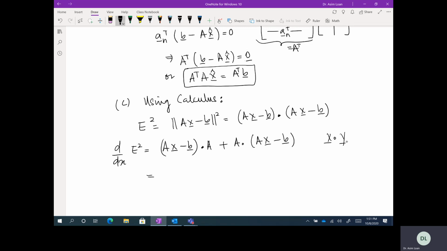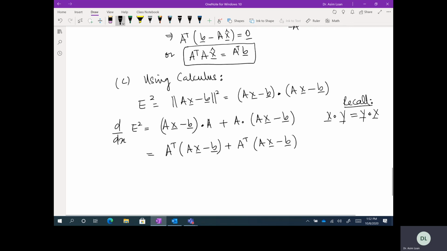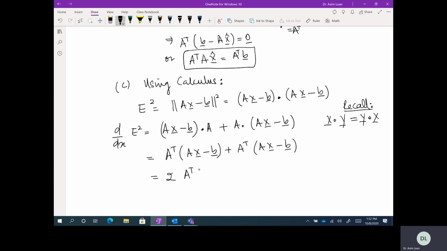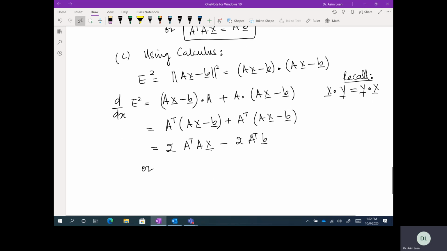So X dot Y equals Y dot X. Recall X dot Y is equal to Y dot X. So this is simply equal to A transpose into (AX minus B) plus A transpose into (AX minus B), which is equal to 2 times A transpose into A into X minus 2 times A transpose into B.